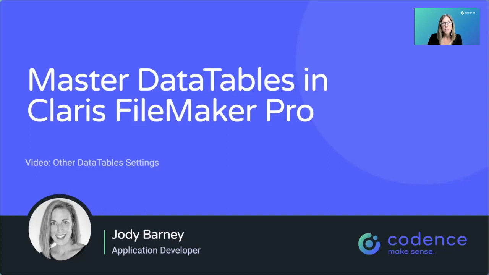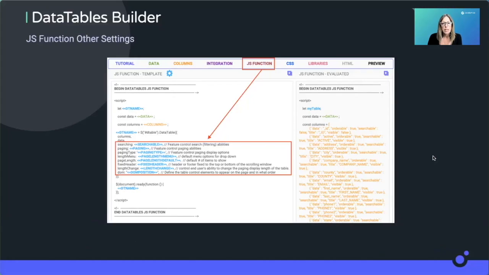Last video of this series, we're going to look at other data table settings. So just to get you an idea of what I'm talking about, in the builder, I don't want you to get confused. In the builder, I provided a lot of default options for you to control with the UI. But if you want to modify the way the data tables report works, you need to know where to do that, okay? So when we come into the JS function area, what we're talking about is this section in here.